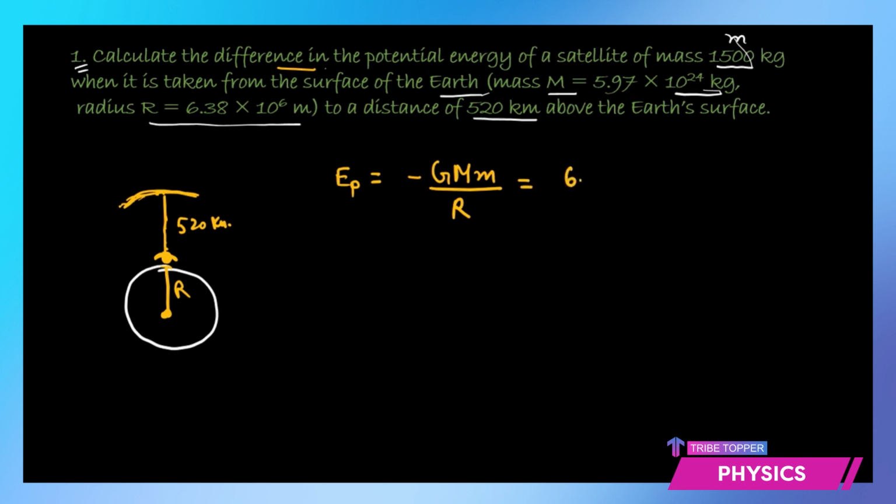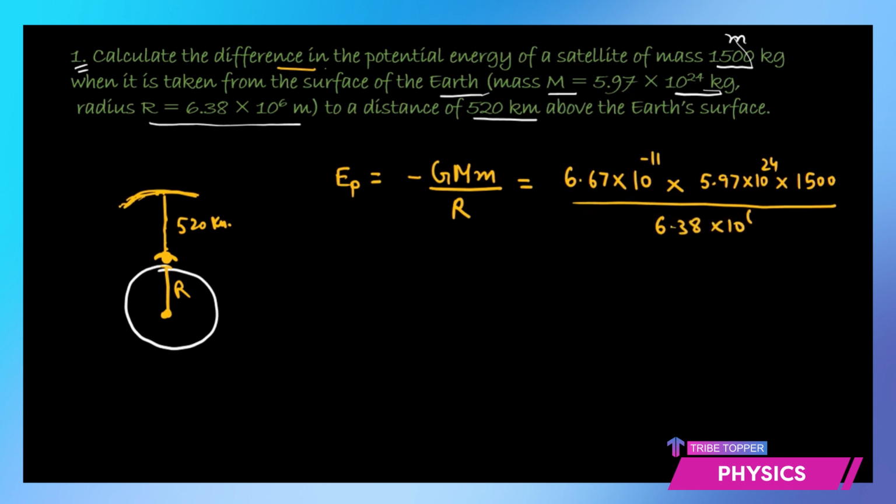G has a value of 6.67 into 10 raised to negative 11 times M. The mass of Earth is 5.97 times 10 to the power of 24 times small m, 1500 kilograms, the mass of the satellite, upon the radius of the Earth, that is 6.38 times 10 to the power of 6 meters. Solving this, there's a negative sign here, we get a value of negative 9.4 times 10 to the power of 10 joules.